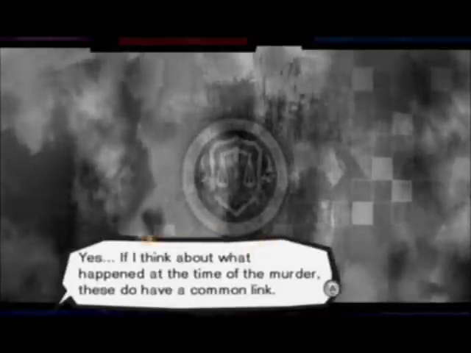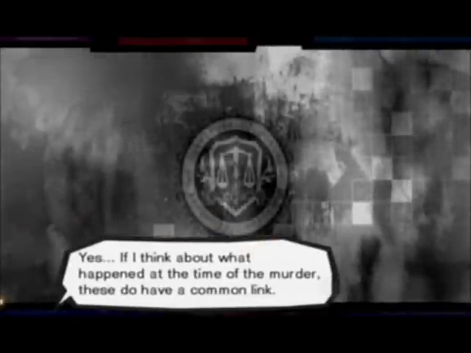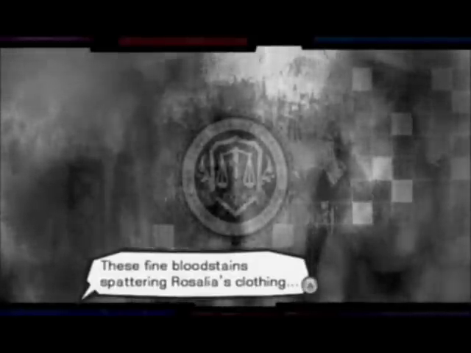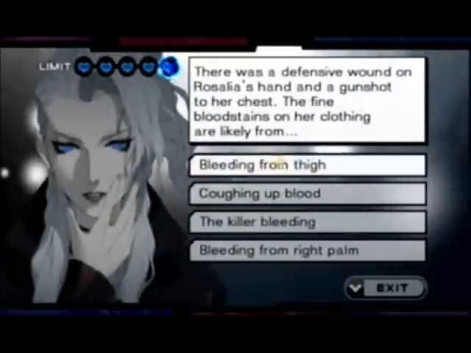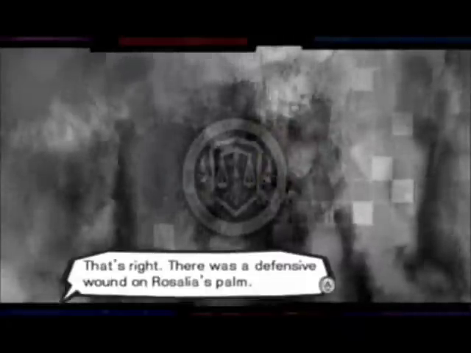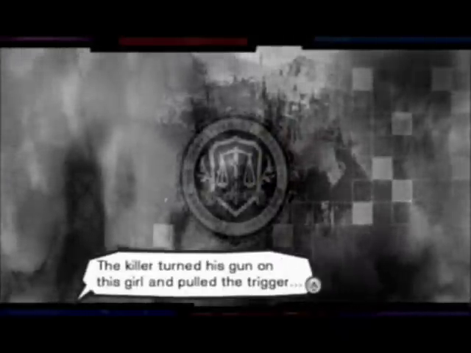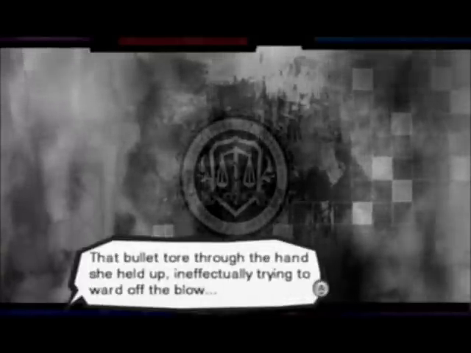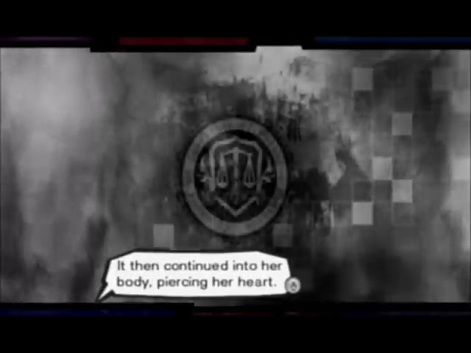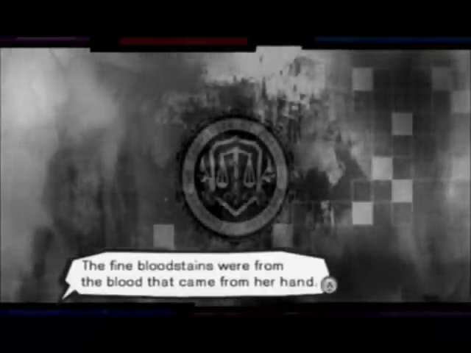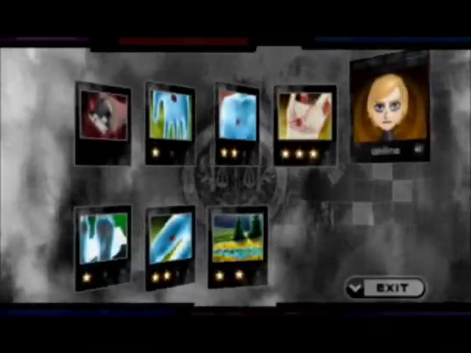Oh! Yes. If I think about what happened at the time of the murder, these do have a common link. These fine bloodstains spattering Rosalia's clothing. This hemorrhaging was most likely caused by... Yeah, that does make sense. That's right. There was a defensive wound on Rosalia's palm. The killer turned his gun on this girl and pulled the trigger. That bullet tore through the hand she held up, ineffectually trying to ward off the blow. It then continued into her body, piercing her heart. The fine bloodstains were from the blood that came from her hand. Alright, what now?